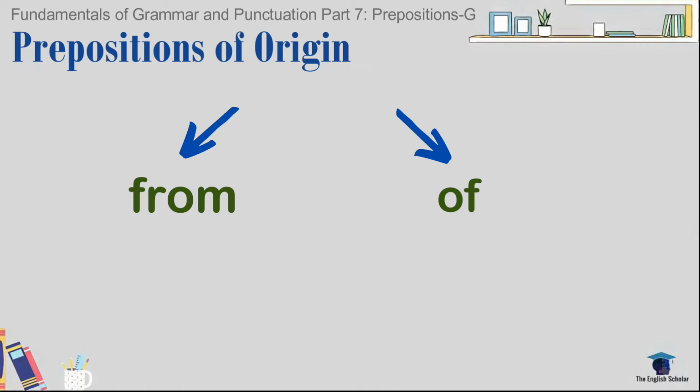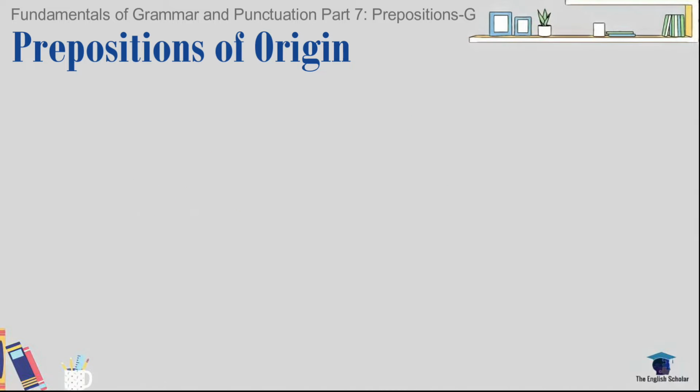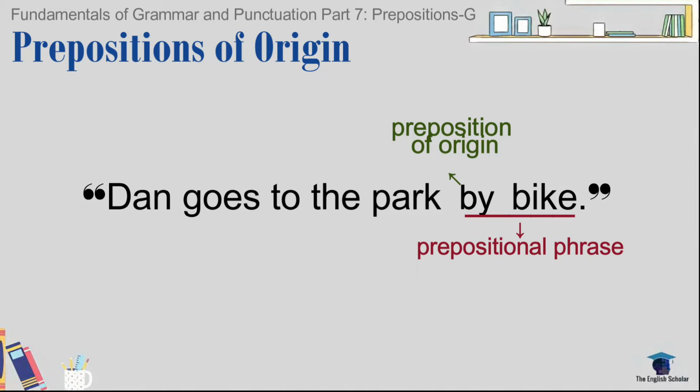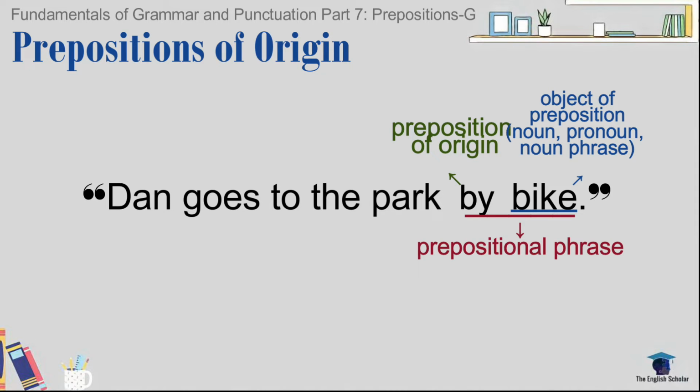Before we jump right into their definition and examples, allow us to remind you that in this series of discussions on prepositions, our example sentences contain underlined phrases. Those phrases are called prepositional phrases. The bolded words are the prepositions, and the nouns, pronouns, or noun phrases that come after them are their objects, called the object of preposition.